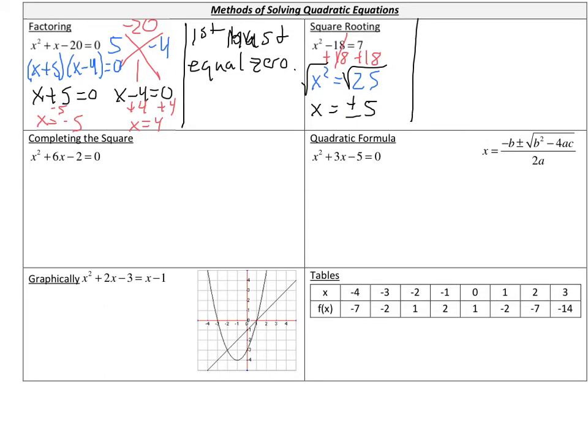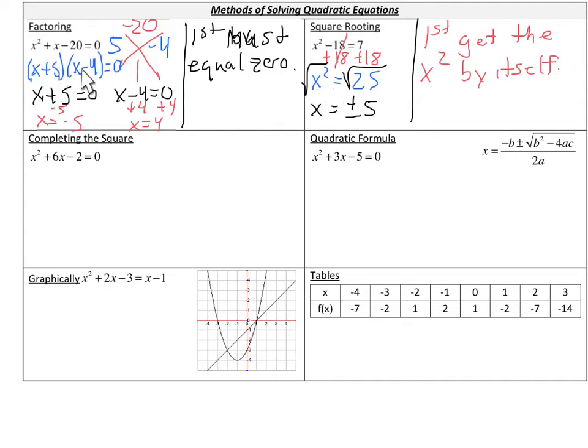So how do we know when to use the square root method? Or how do we know what to do first? The first thing you want to do is get the x squared by itself. That is a very important first step. Get the x squared by itself, and then you square root both sides.